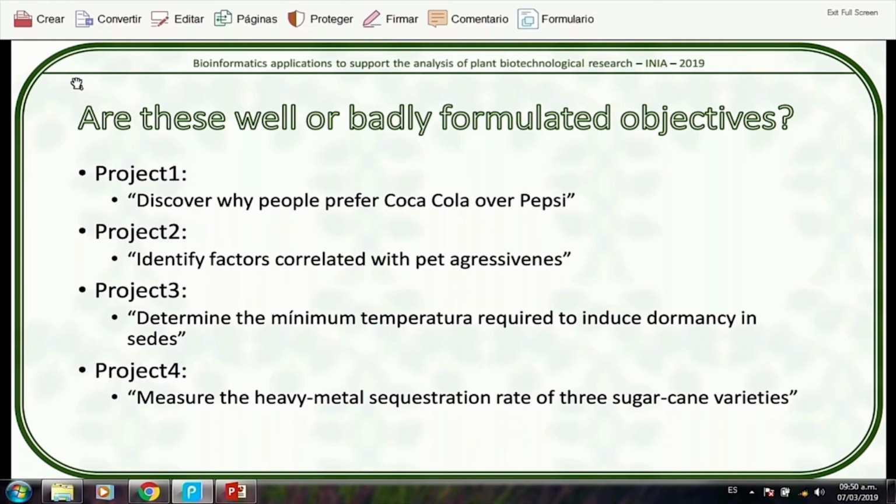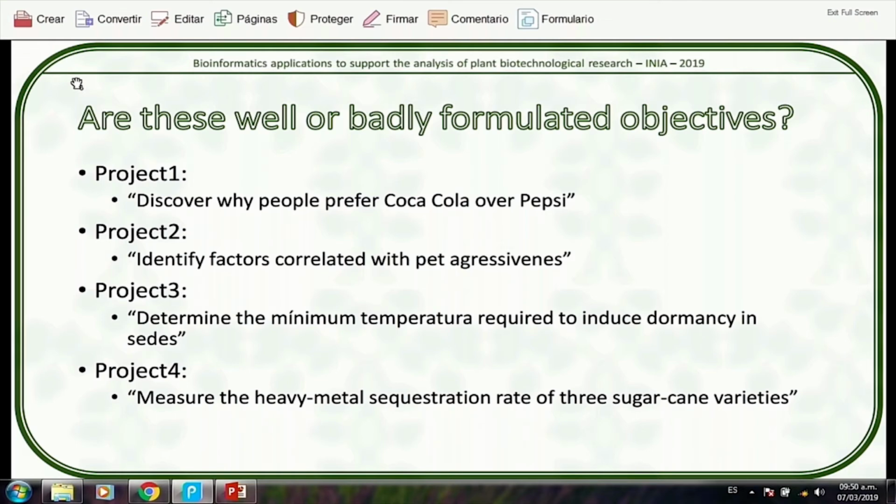Project 3: determine the minimum temperature. Oh, sorry, this is autocorrect. The minimum temperature required to induce dormancy in seeds, not cells, seeds. How do you like that one? What do you think is missing, or do you think it's not missing anything?